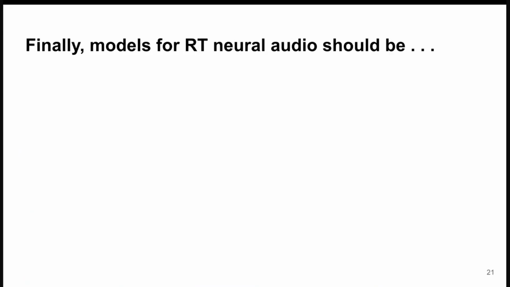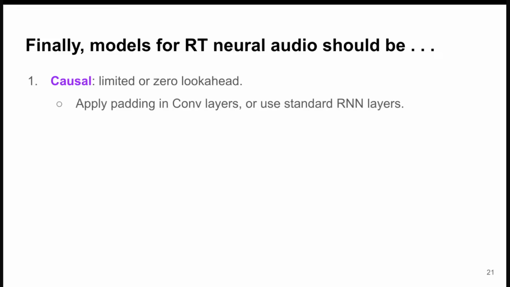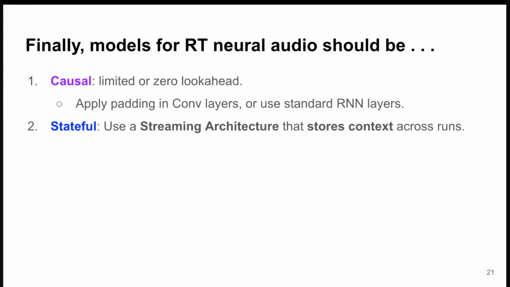Well, great. So to wrap up this section of concepts and modifications, real-time models for neural audio need to be causal. That means they have to have limited or zero lookahead. Therefore, we need to apply padding in convolutional layers, or just use the standard RNN layers, which are fully causal. They need to be stateful. That means we need to store the context, whether we store the outputs of the RNN layer or the inputs on a buffer in the CNN layers.